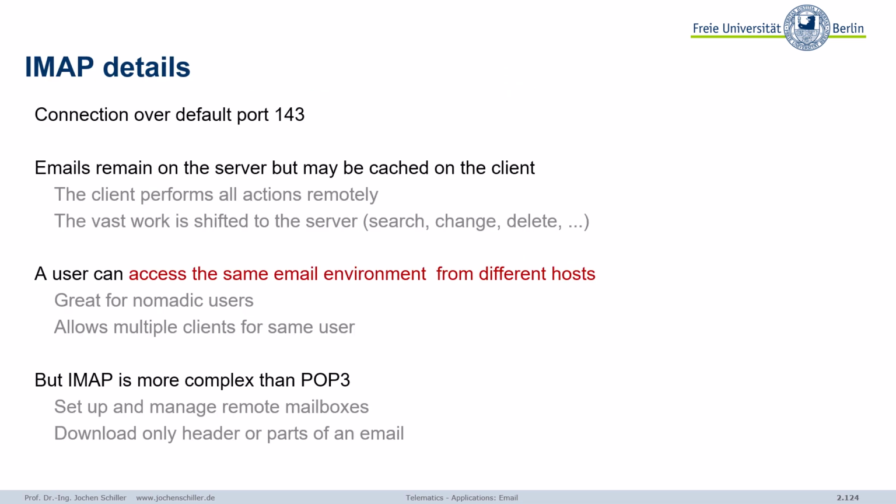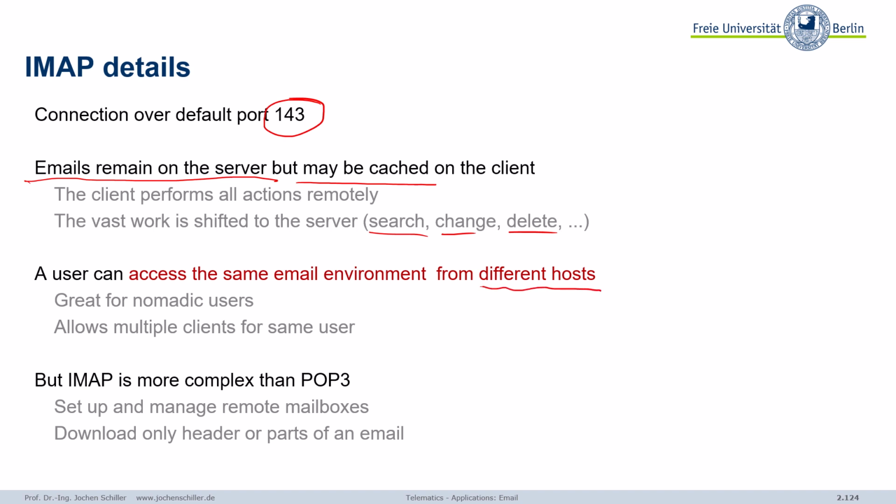So how does it work? IMAP in a bit more detail. Also there you have a default port 143. All the emails remain on the server, but may be cached, so you can work offline. That's a good idea. The server does all this searching, changing, deleting stuff. That's good. And you can also have different hosts.